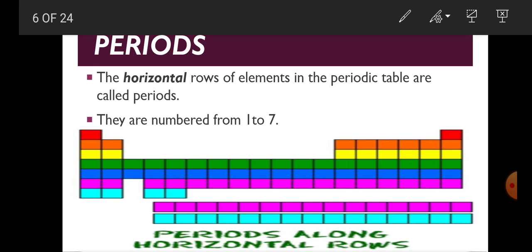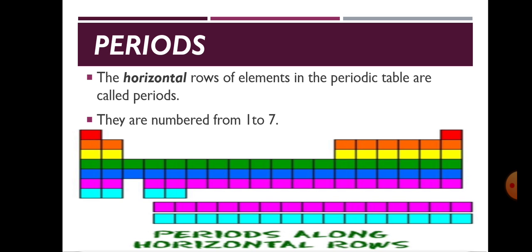Then we discuss the periods. What is a period? The horizontal rows of the elements in the periodic table are called the periods. They are numbered from 1 to 7. The horizontal rows mean the straight line rows. Like you can see in this picture, the periods are along the horizontal rows. So the horizontal rows are known as the periods and they are numbered from 1 to 7.